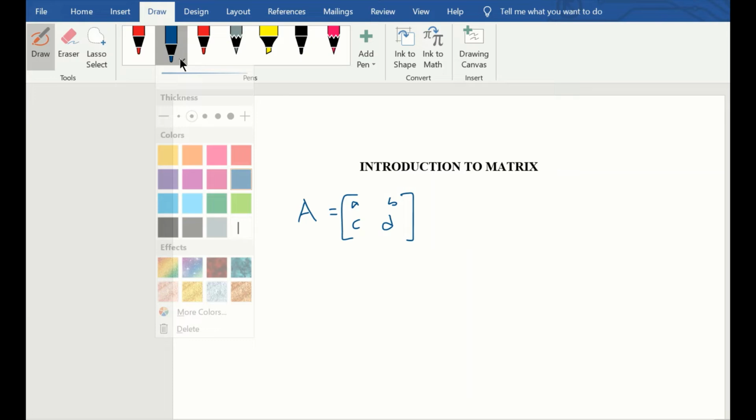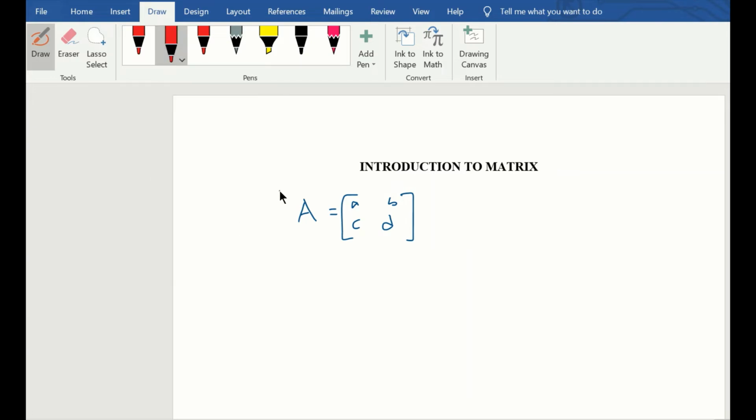Now, I want us to note a very important characteristic of matrix. This diagonal here is called the leading diagonal. It's called the leading diagonal elements. Leading diagonal. While this is the non-leading diagonal. Very important.